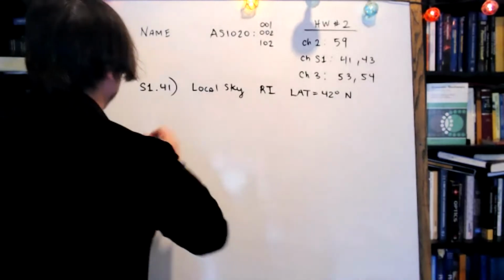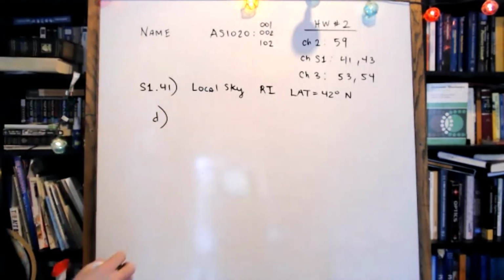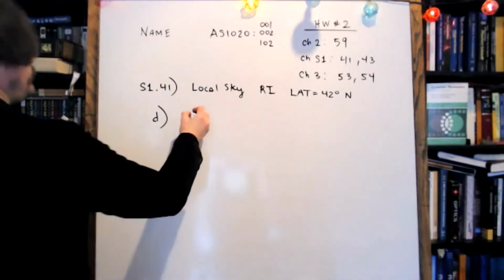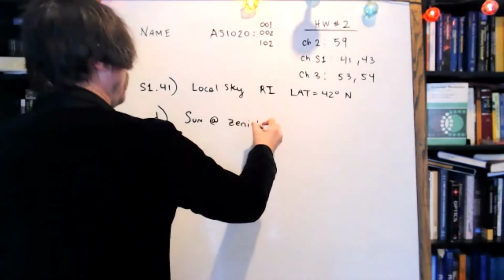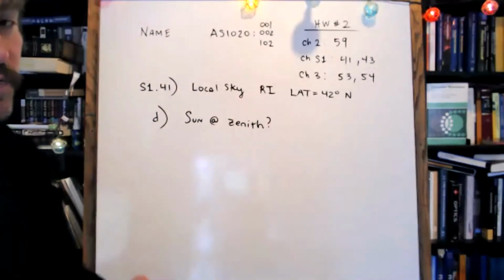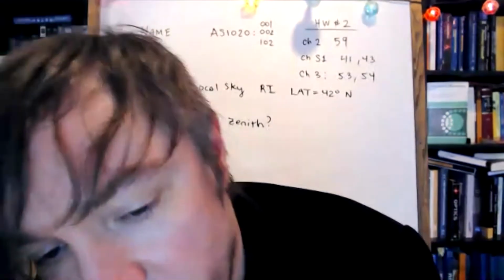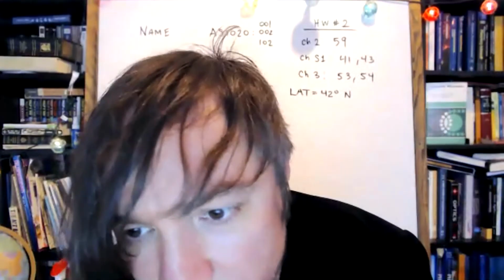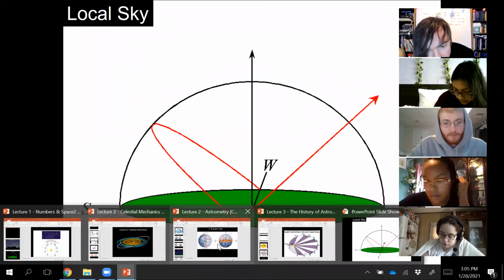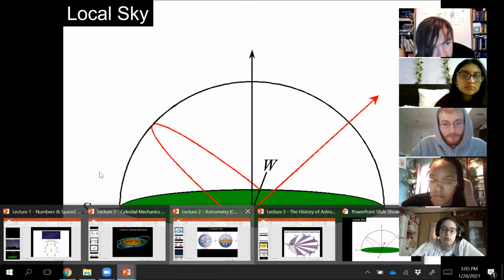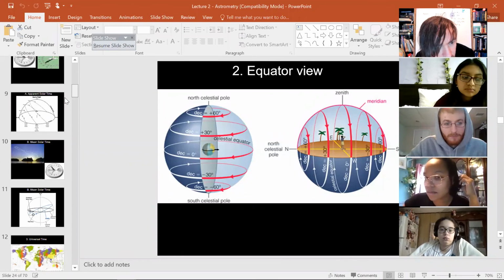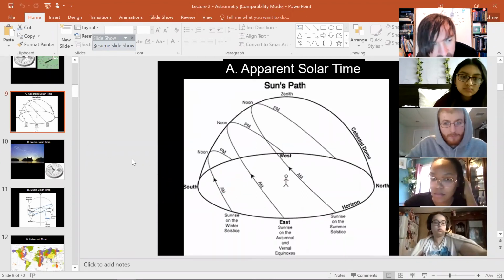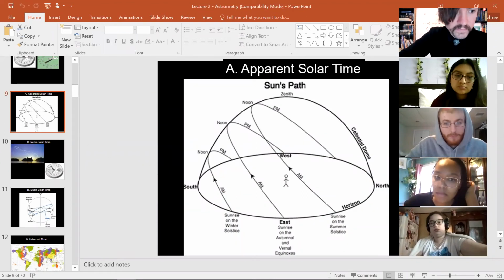So what's part D? Fine. So D, does the sun ever appear at your zenith? If so, when? If not, why not? Okay, I'm basically just going to do this one for you to speed things up a little bit, but I want you to watch what I'm up to. I'm going to show you a picture of the path that the sun takes throughout the course of the year. This is a crappy diagram, but it'll have to do.